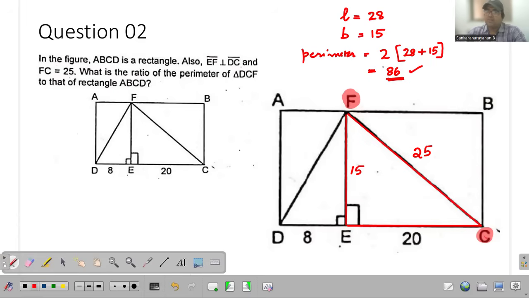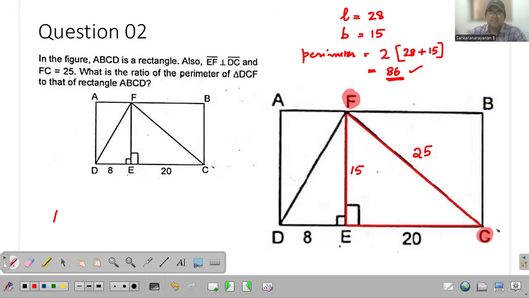Now, if you observe this particular triangle FED, look at FED. F is here, E is here, D is here. It is a right angled triangle. You see a 15 here. You see an 8 here. I can consider this to be the base, this to be the altitude. So can I not find the hypotenuse FD here? Because it's a right angle triangle. How will I do that?